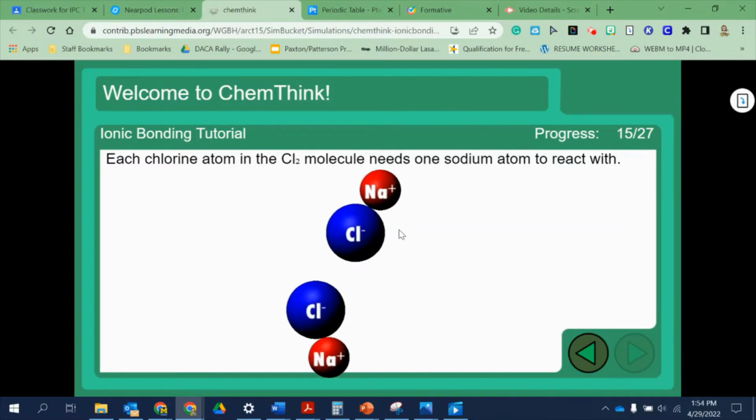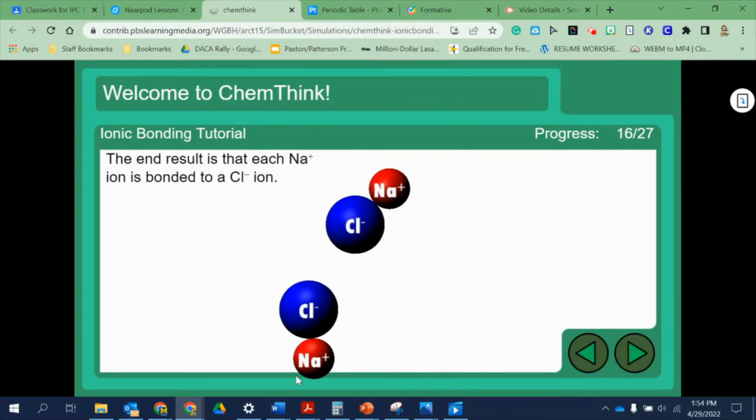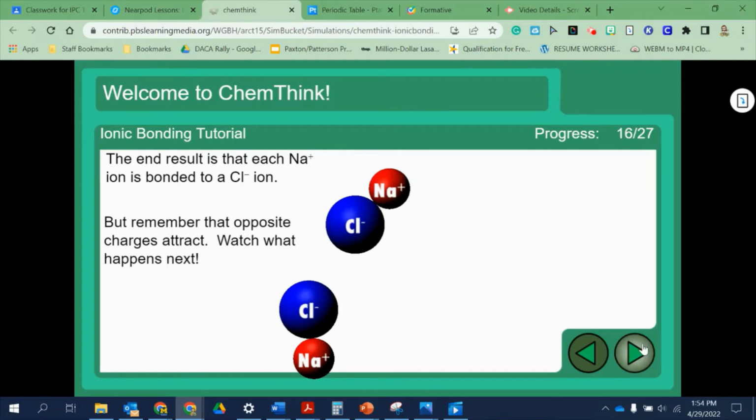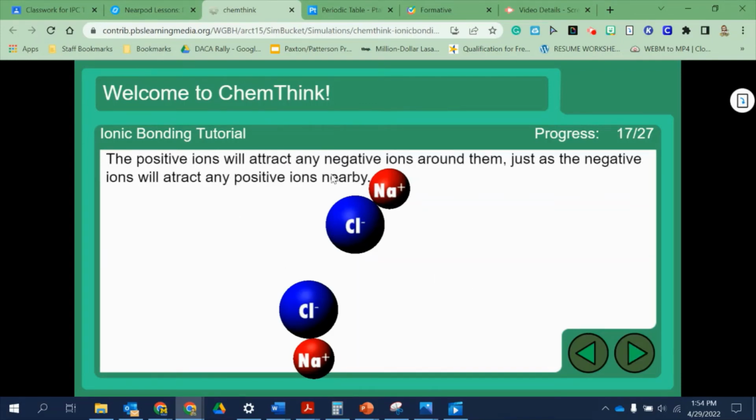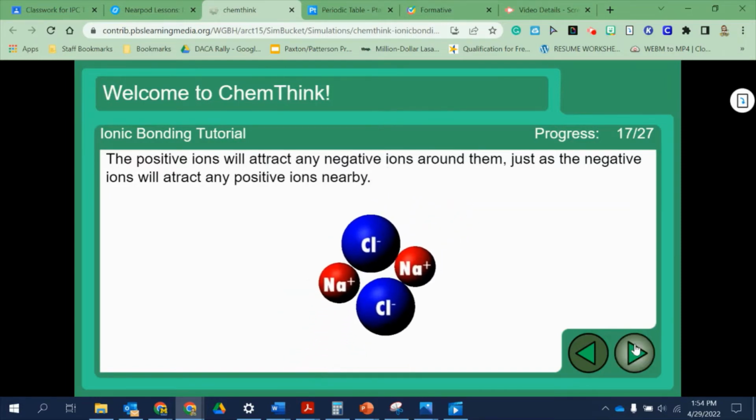And you see when that happened, all of a sudden, the positive and the negatives connected with each other, they bonded with each other, and the end result is that an Na plus ion is formed and a Cl minus ion is formed, and they bond with each other. But remember what opposite charges do. They attract. So look at this. The positive ions attract with any negative ions, just as the negative ions are going to attract with any positive ions.